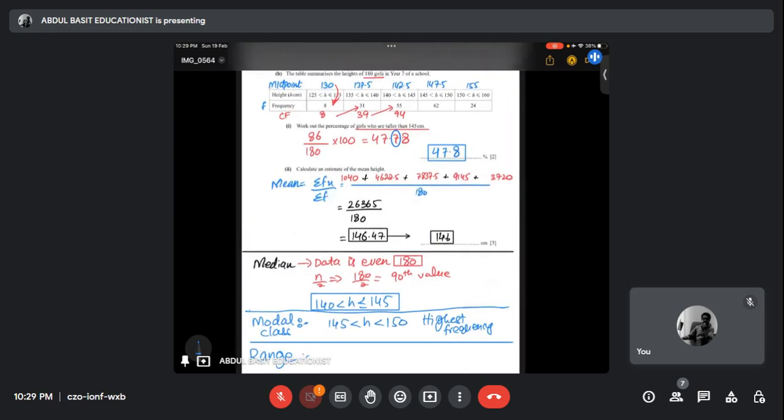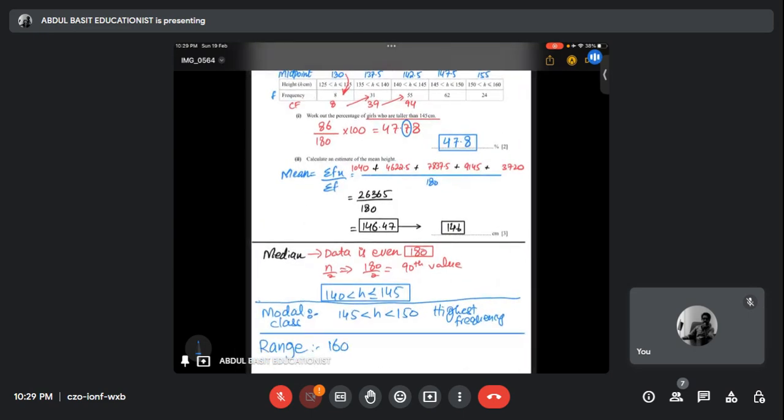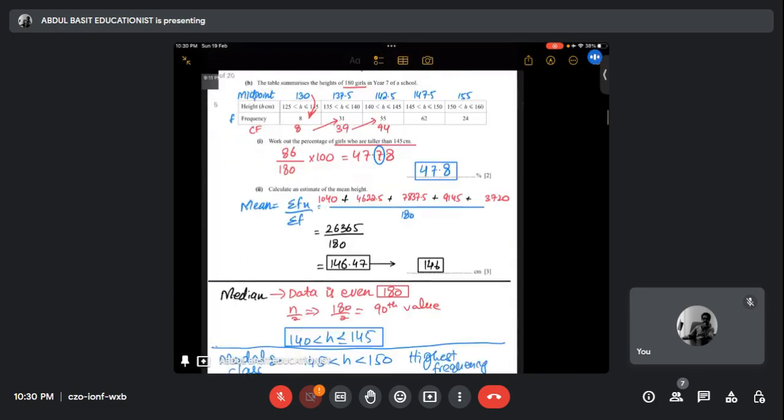So the highest height is 160. Agree with me? Minus the lowest height, which is 125. So 160 minus 125 is what? 35. So 35 centimeters is the range of the height of the girls. Is this clear, everybody? Yes.